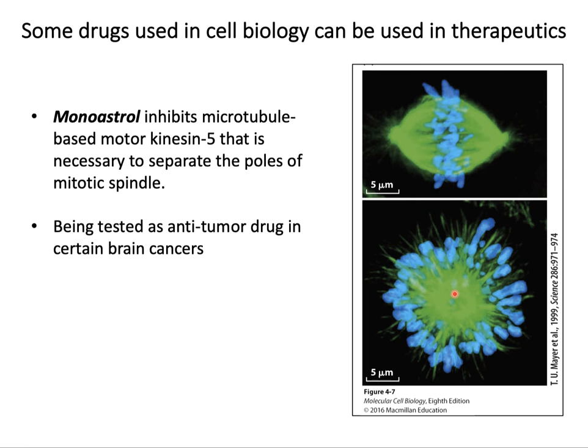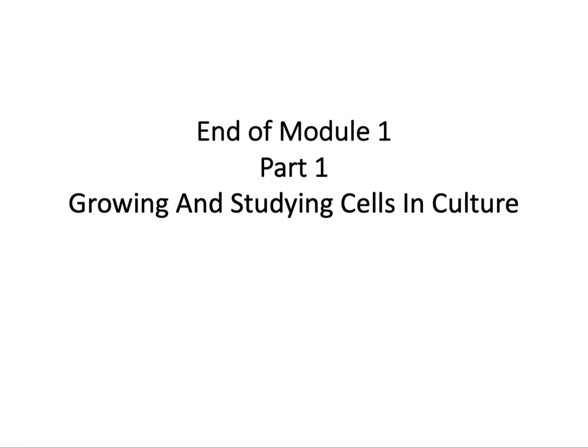You can see in the figure, the upper one has a perfectly developed mitotic spindle, the greens are the microtubules, and the blues are the chromosomes lined up on the microtubules. In the bottom figure, in presence of monastrol, the mitotic spindle did not form, or the spindle poles could not separate and remained aggregated in one area. This concludes part 1 of module 1.